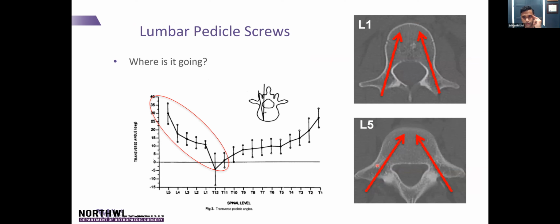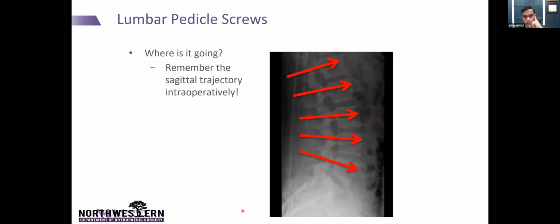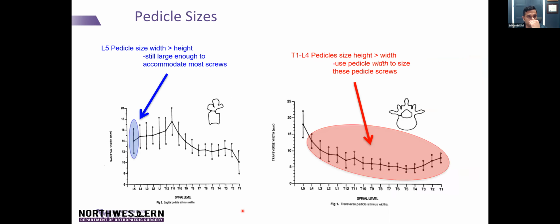The lumbar pedicle angulation gets higher as you go towards L5. So by the time you're at L5, it's about 25, 30 degrees in the medial angulation. Lumbar pedicle screws, I was always taught L4 to the floor, but it can be 3 or 4. So check your trajectory intraoperatively.